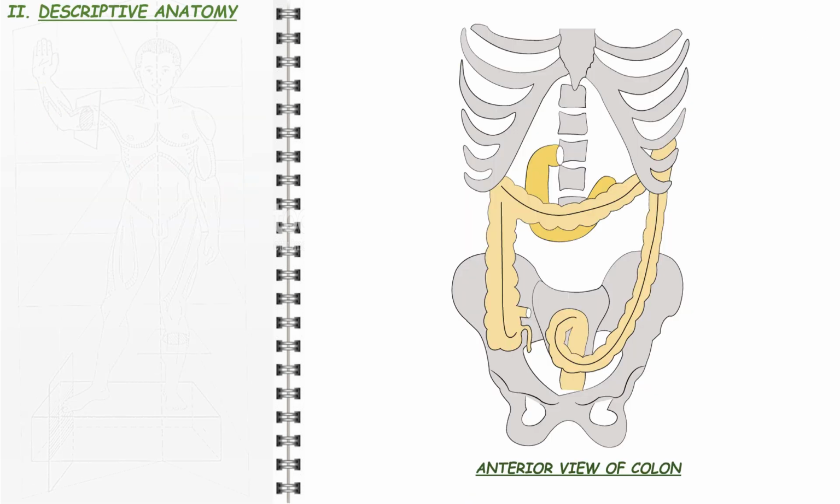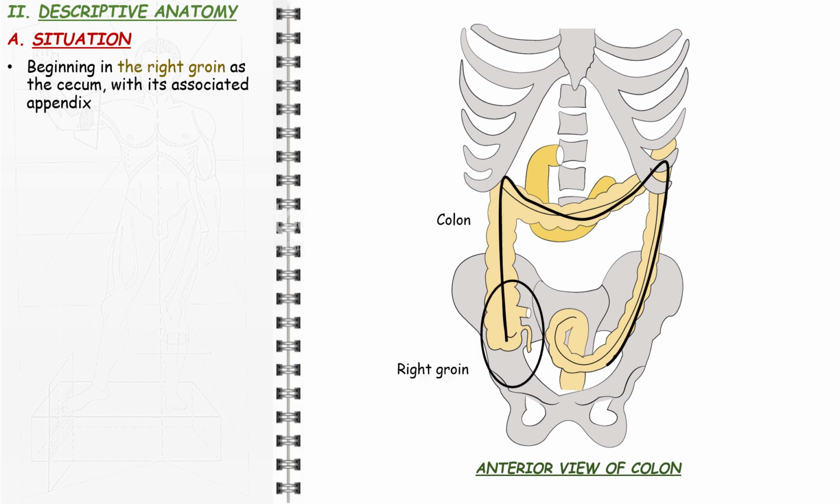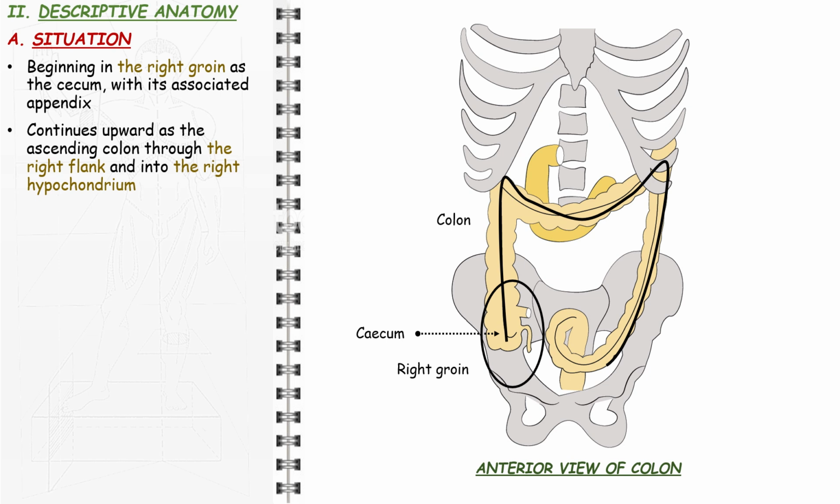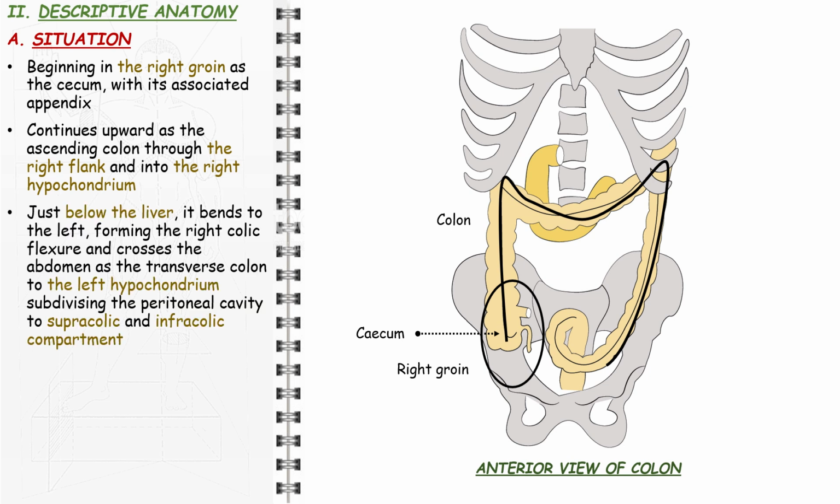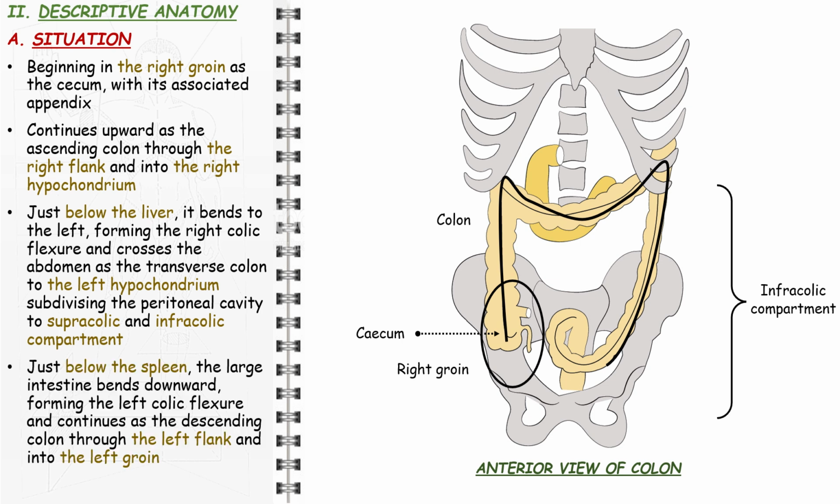Beginning in the right groin as the cecum with its associated appendix, the colon continues upward as the ascending colon through the right flank and into the right hypochondrium. Just below the liver, it bends to the left, forming the right colic flexure, and crosses the abdomen as the transverse colon to the left hypochondrium, subdividing the peritoneal cavity into supracolic and infracolic compartments. Just below the spleen, the large intestine bends downward, forming the left colic flexure, and continues as the descending colon through the left flank and into the left groin. Finally, it enters the upper part of the pelvic cavity as the sigmoid colon.